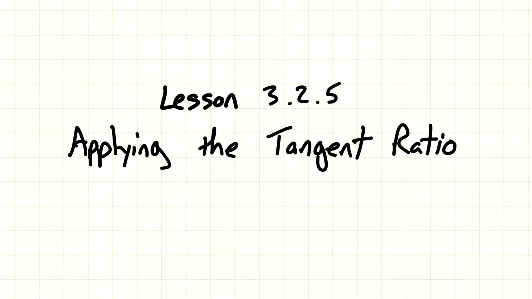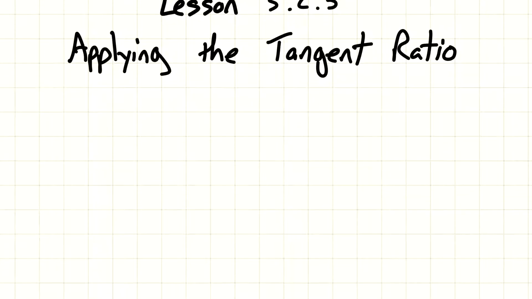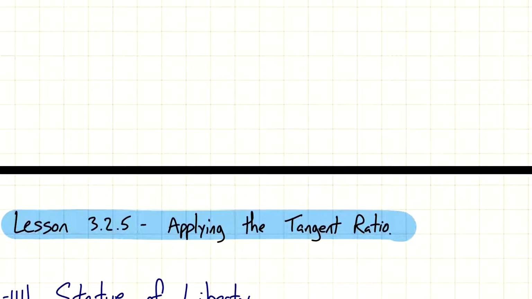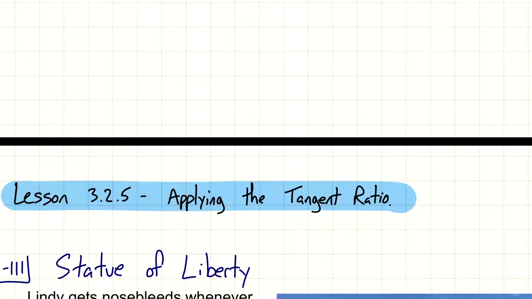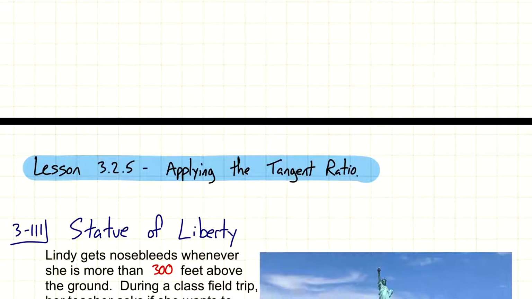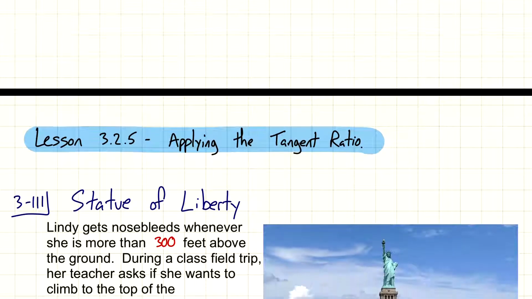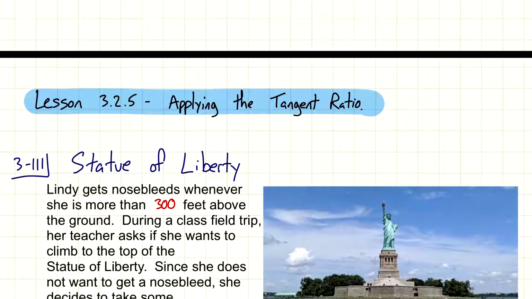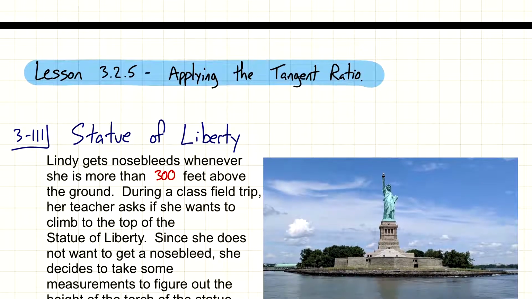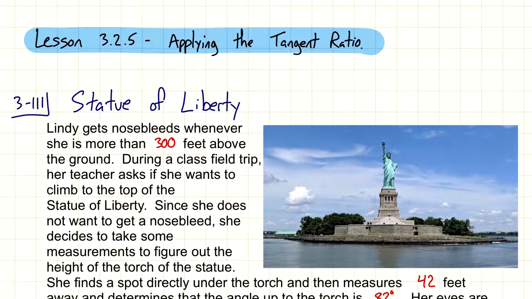Hi, this is lesson 325, applying the tangent ratio. So now that we have an idea of how to set up our problems for the tangent ratio, let's see how we could use this in a real life situation. All right, so we're just going to go over one problem, and this one involves the Statue of Liberty.